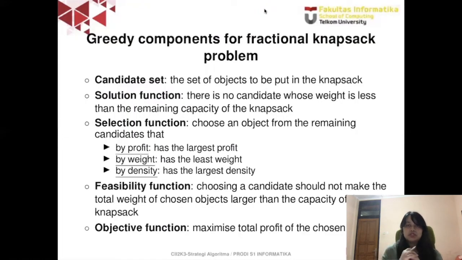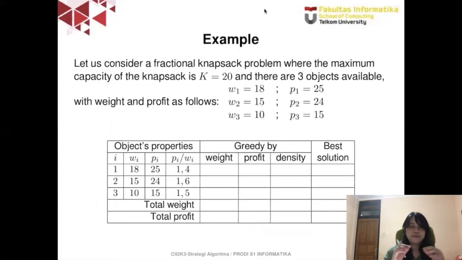The greedy components for the fractional knapsack problem are the same as the 0-1 knapsack problem as well, but here, in the selection function, we can choose only part of an object. Now, as an example, let us consider a fractional knapsack problem like this, where we have a knapsack with a maximum capacity of 20, and we have three objects with these properties.